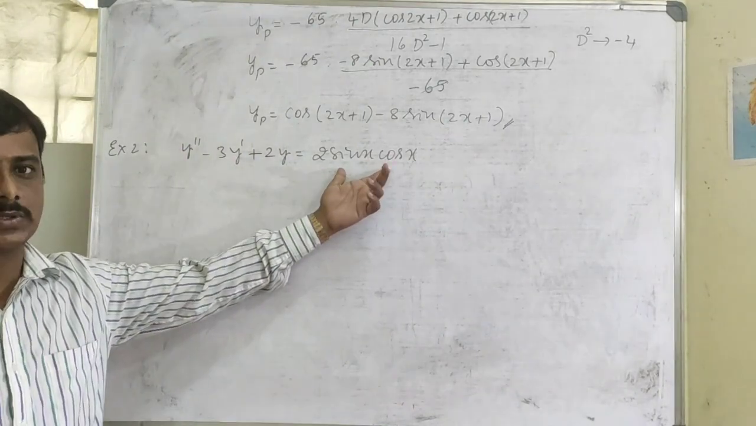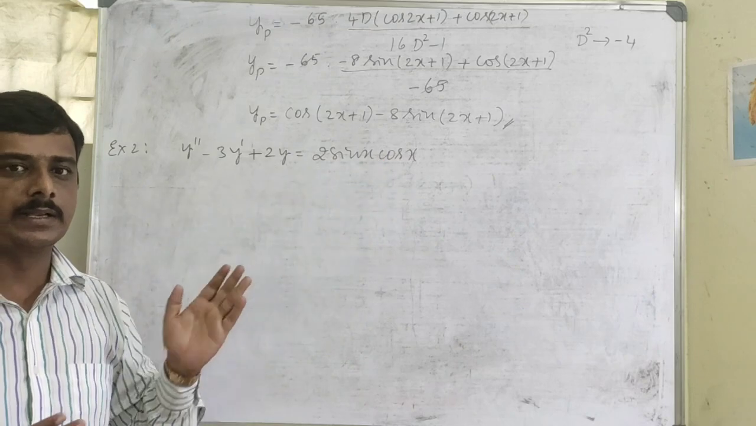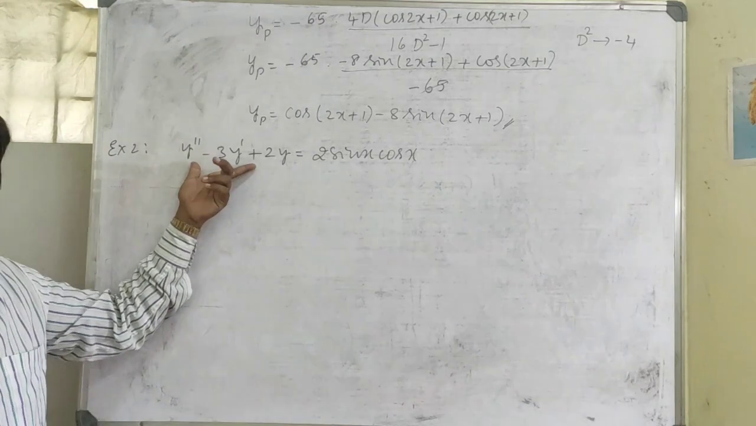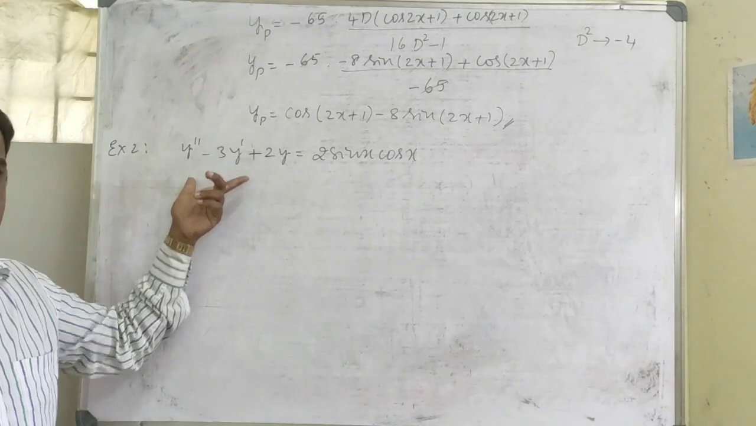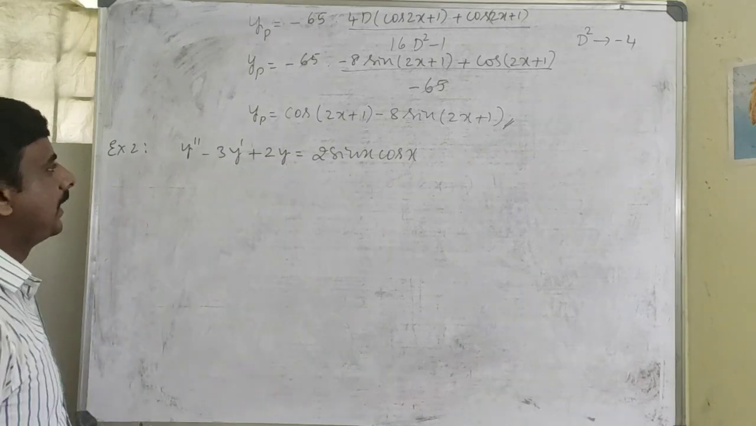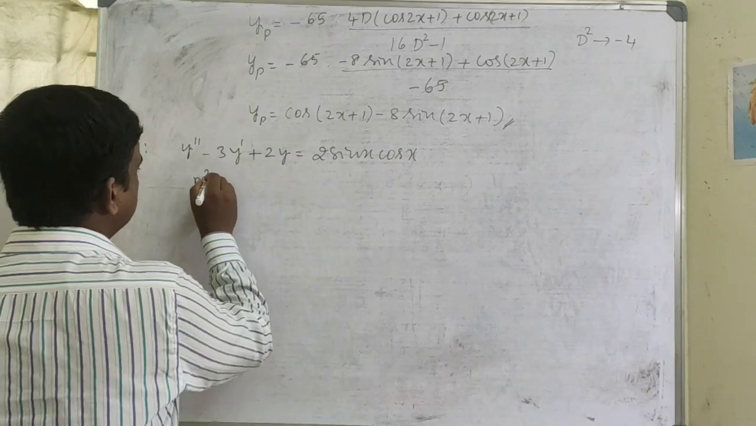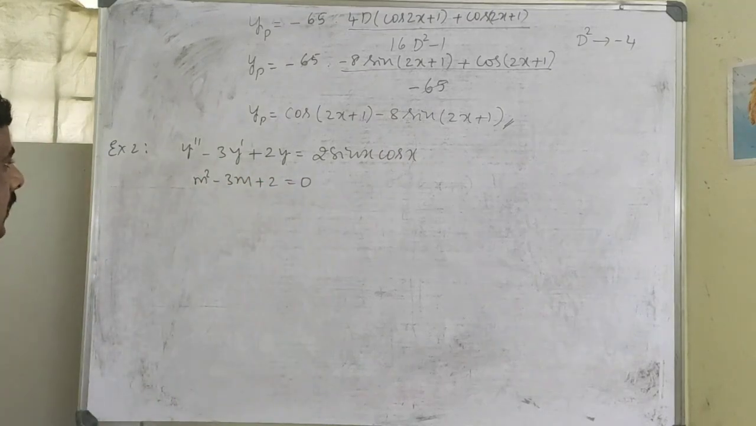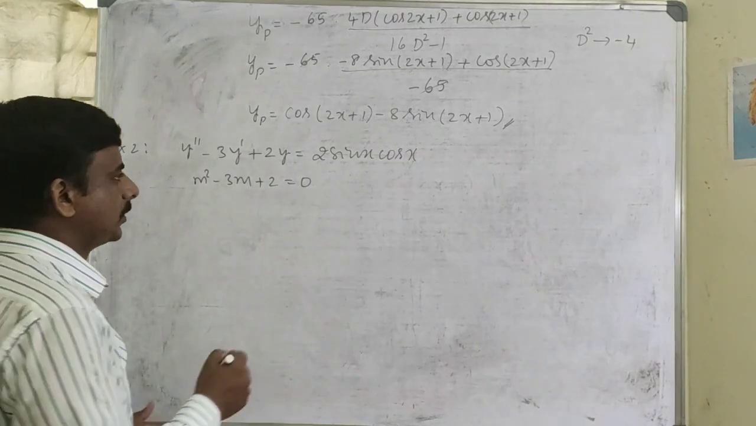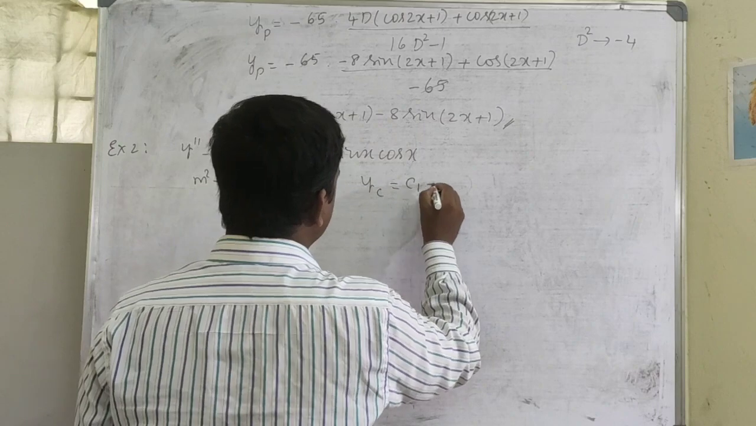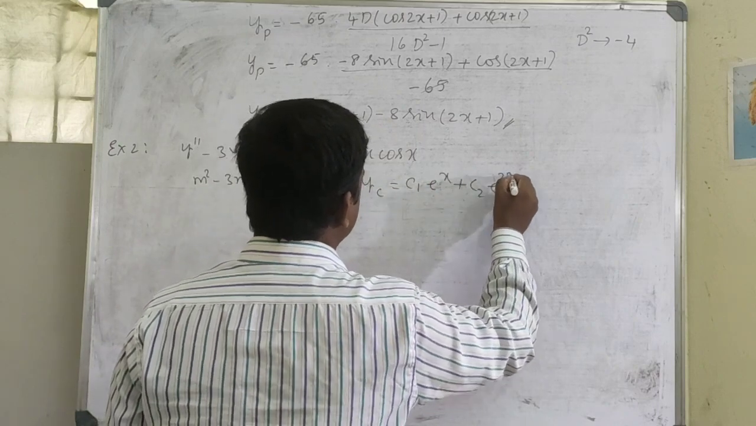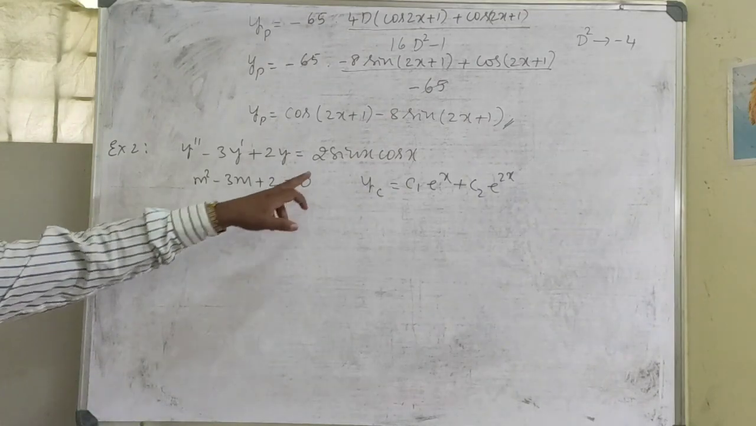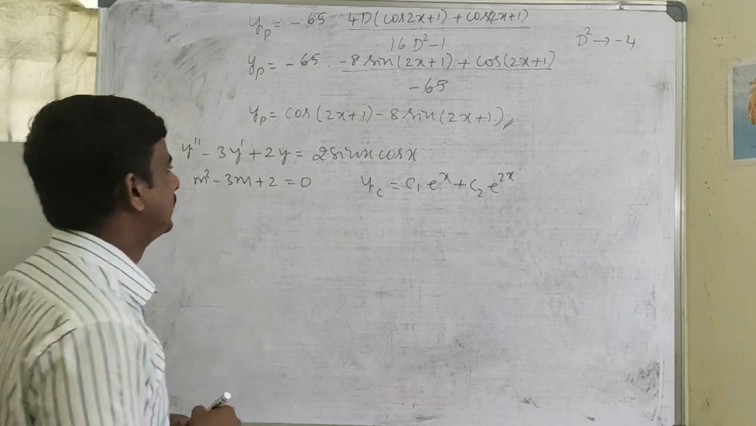We have 2 sin x cos x, that I can write as sin 2x. So the value of a is 2. Now y double dash minus 3y dash plus 2y I have. So the corresponding auxiliary equation will be m square minus 3m plus 2 equal to 0. That is m minus 1 into m minus 2 equal to 0, m equal to 1, 2. So yc will be c1 e power x plus c2 e power 2x. So yc we have written directly, no problem with that. Now this I can write as sin 2x, so keep that in mind.